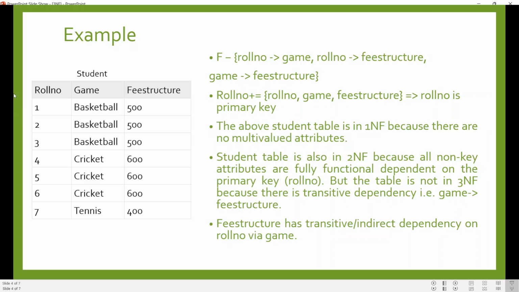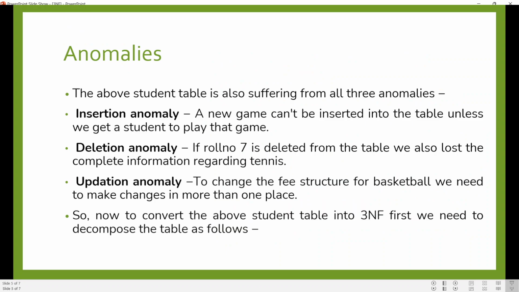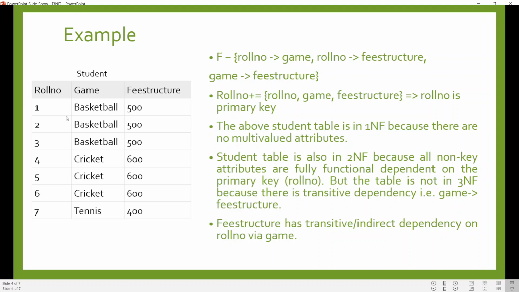Also, because this relation is not normalized, you can see there are anomalies present in this relation. So what are the anomalies present? Here, first, insertion anomaly. Suppose I want to insert a new game into this relation. It is not possible, because if no student is enrolling into that game, you can't insert that into this relation. So that is called insertion anomaly. So insertion anomaly is present in this relation.